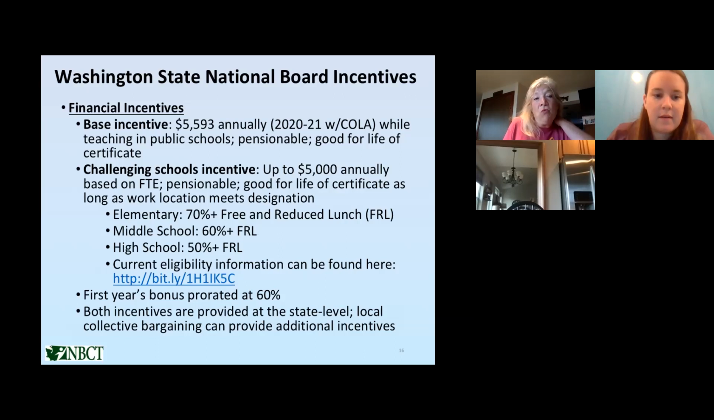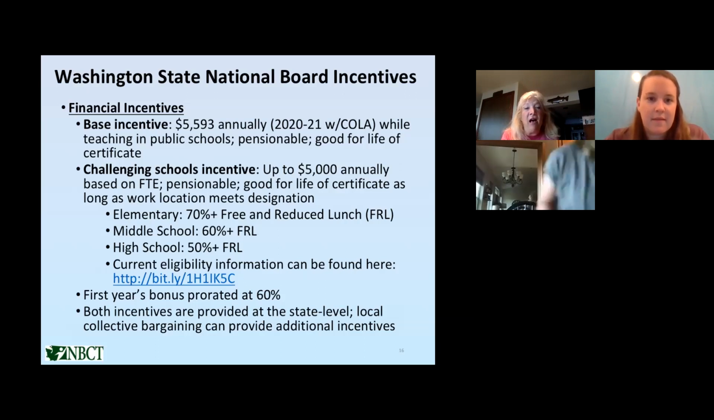So what does Washington State offer? All nationally board certified teachers receive a base incentive of $5,593. This goes up a slight amount. It started about 20 years ago at $5,000, but there is a COLA in there. It's pensionable. And it's good for the life of the certificate. Your certificate will be a 5-year certificate.